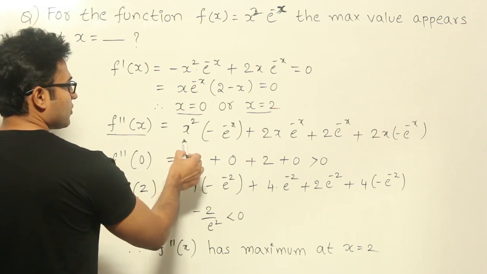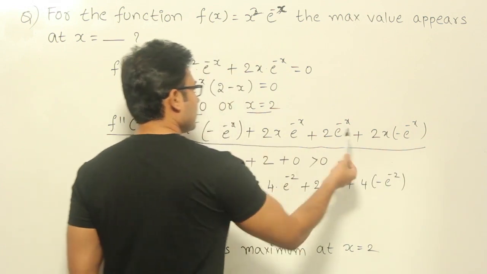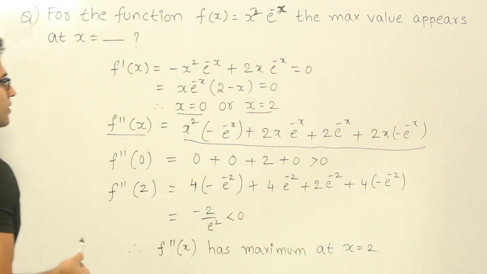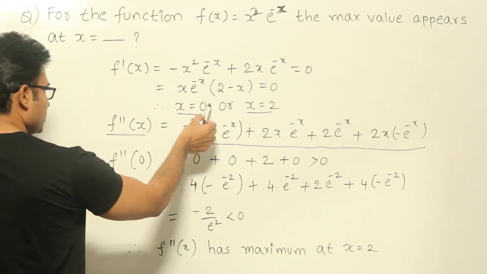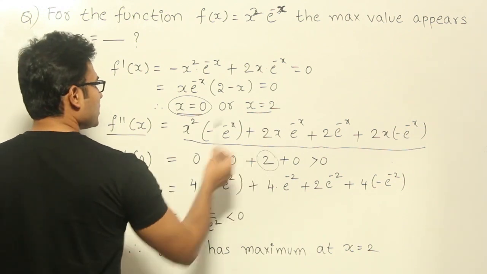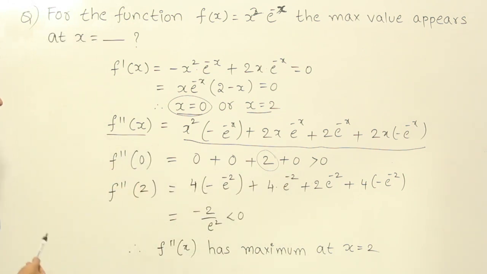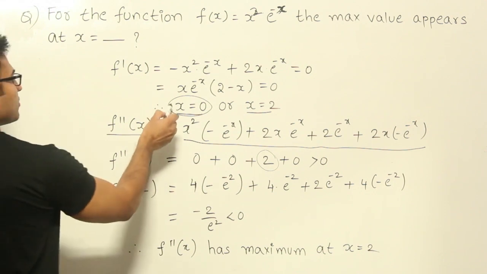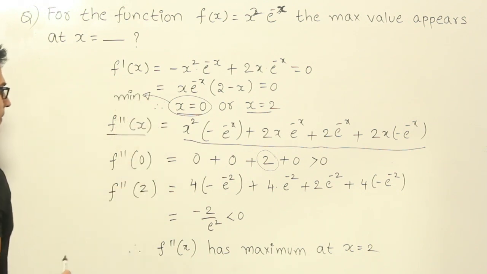Now the second derivative happens to be this big function. This entire expression is the second derivative, right? Now in this second derivative you substitute x = 0 first so that you will know what this point could be. When you substitute x = 0, we get a value of 2. So what does it mean? It is greater than 0. Whenever we get the second derivative greater than 0, it means that at that particular point the function is going to have a minimum value, which means that at x = 0 the function has a minimum value, right?